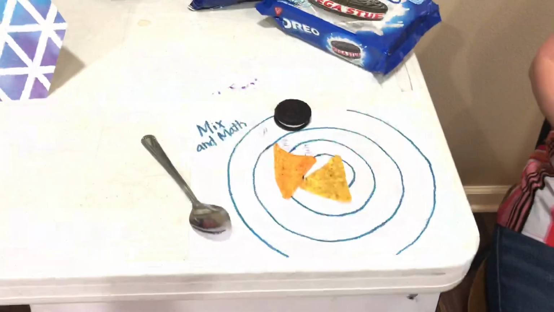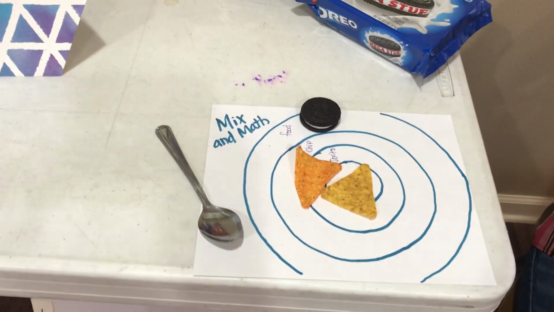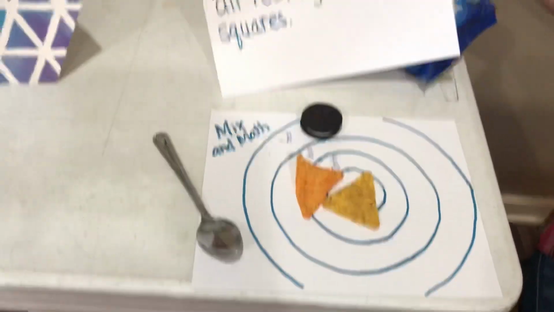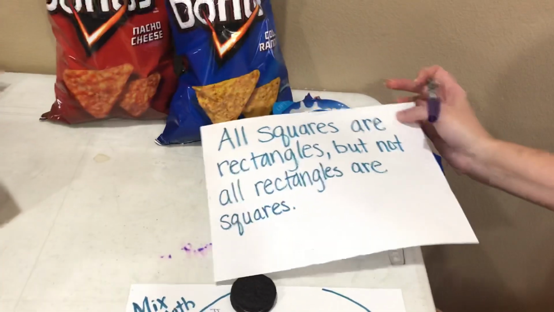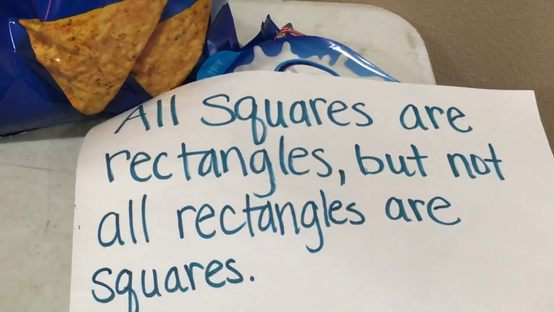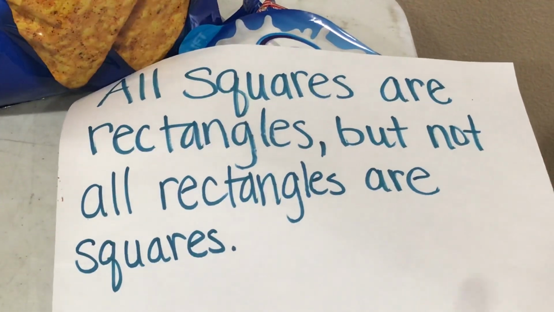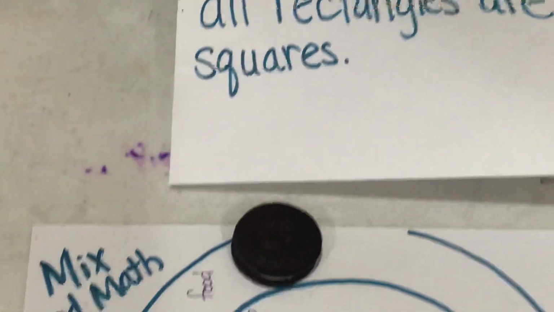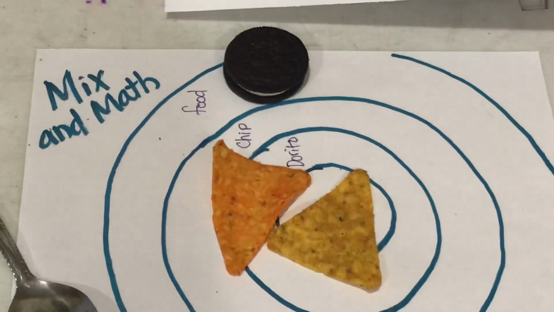So thinking back to the question, all squares are rectangles, but not all rectangles are squares. This is a true statement. And thinking about the Doritos, let's use that to help us figure out why. So all Doritos are chips, right? But not all chips are Doritos.